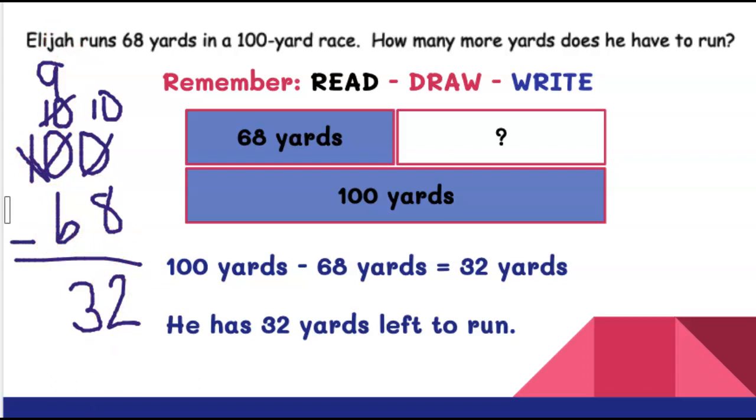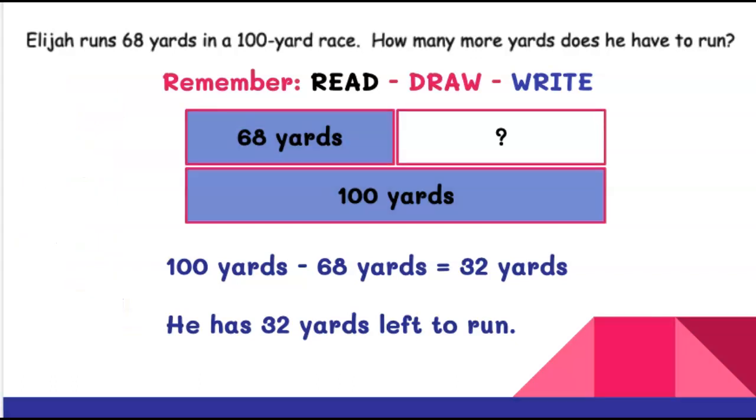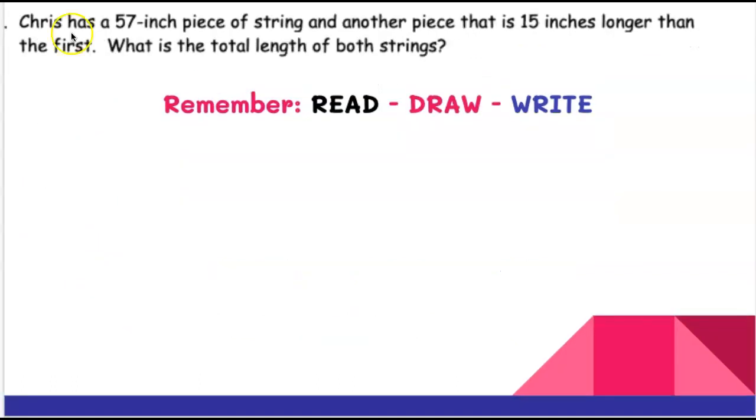All right, we've got one more left to go. I want you to make sure you're drawing your tape diagram, and I want you to make sure that you are solving. All right, last problem. Chris has a 57-inch piece of string and another piece that is 15 inches longer than his first string. What is the total length of both strings? So this time we're trying to find the total. I want you guys to draw a tape diagram now. Pause, draw it, and press play when you're ready to move on.